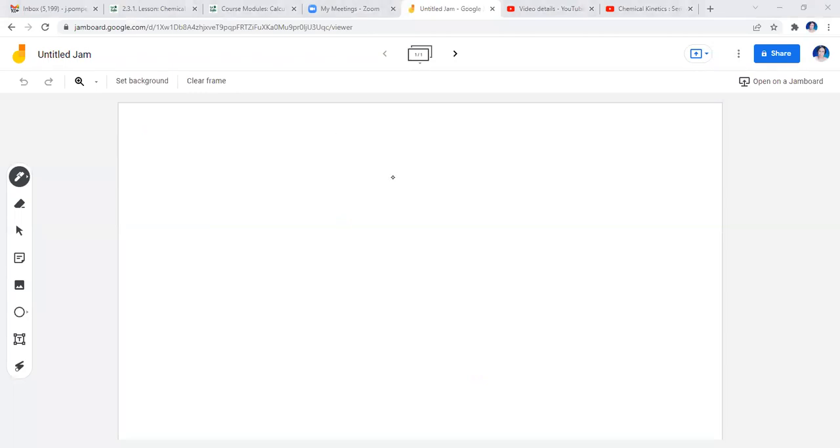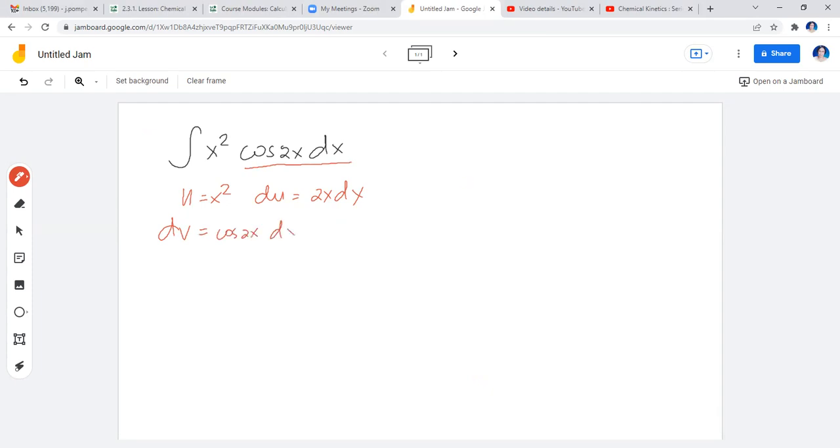The integral that we're talking about is the integral of x squared cosine of 2x dx. So we will assign our first u. Your u is x squared. The du is 2x dx. The dv will be the rest of this, cosine of 2x dx. What's the v? To integrate this, you need to introduce the 2 here. You should have 1/2, then you can integrate. So this would be 1/2 the sine of 2x.